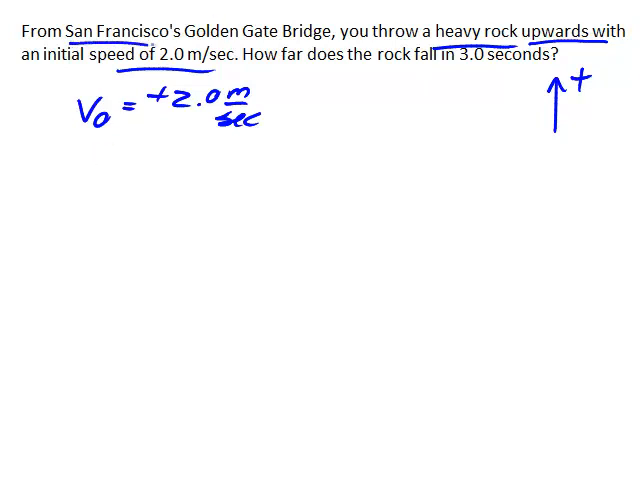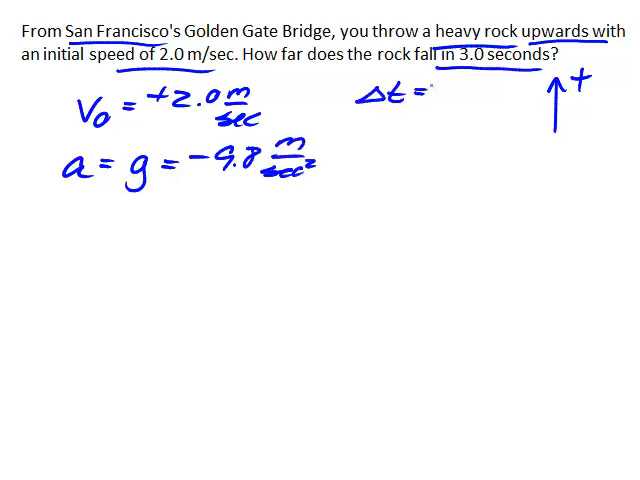We are on the Earth. San Francisco is a city on the planet Earth. Therefore the acceleration is the acceleration due to gravity, negative 9.8 meters per second squared. The time is 3 seconds. We are being asked to find delta x.